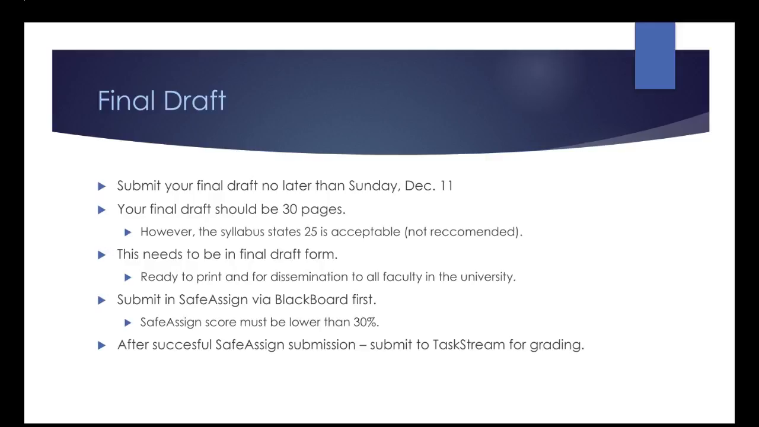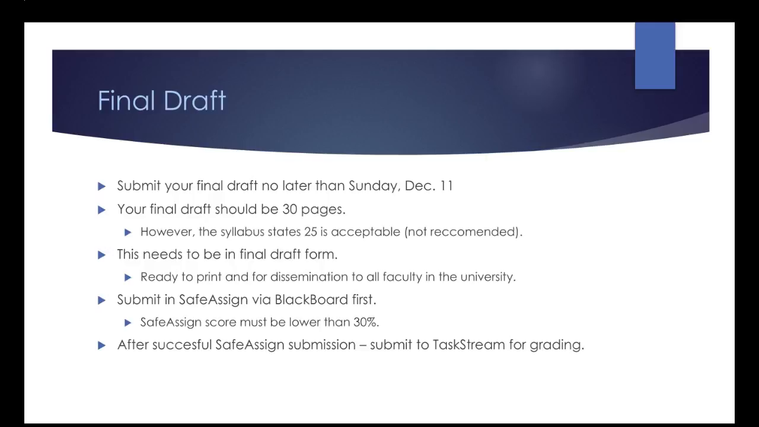When you're submitting this, you're submitting it in 2 places on Blackboard. The first place you'll submit this assignment is in SafeAssign via Blackboard. So it's a regular assignment link in Blackboard that you're going to submit to SafeAssign. Your SafeAssign score must be lower than 30%. If it comes up higher than that, you do need to address the issues that SafeAssign states that your paper has and then resubmit it.